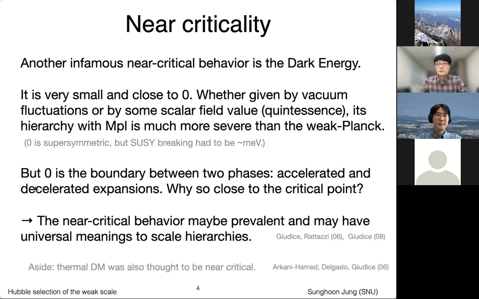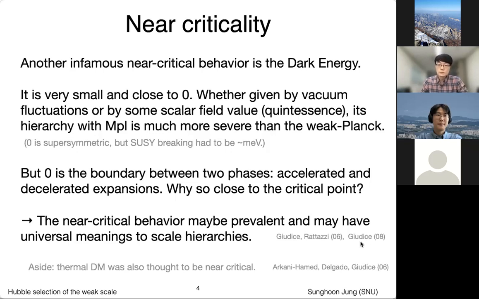But actually zero is also the boundary between two different phases, in this case, accelerated and decelerated expansions. So we can also say that dark energy is very close to zero and we live near the critical line between accelerated and decelerated expansion. So the question can be, why is the dark energy so close to the critical point? Not why dark energy is very small.